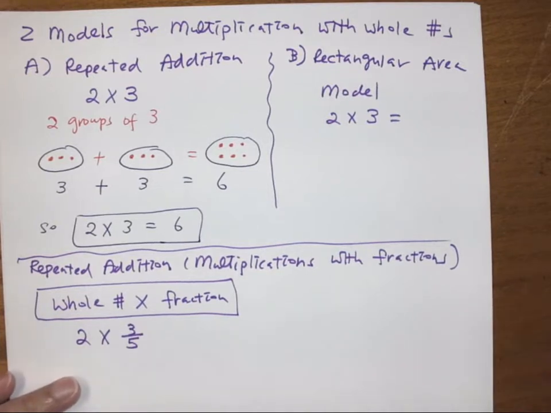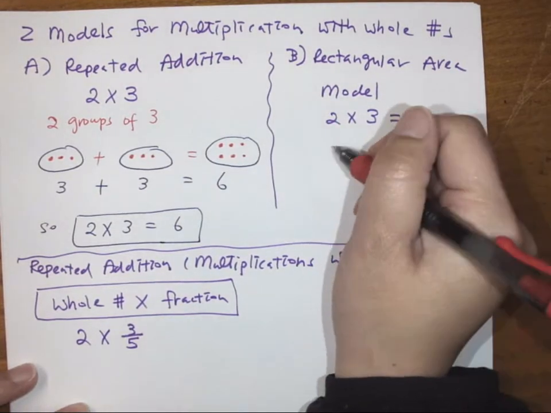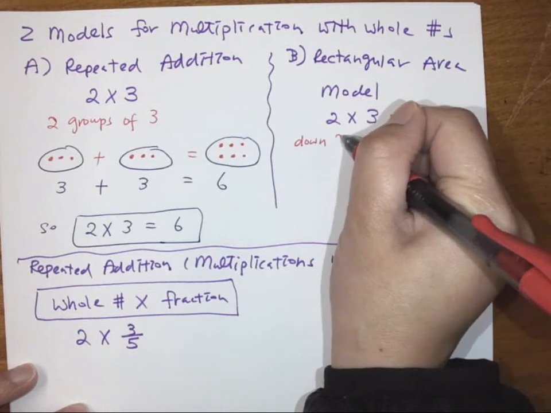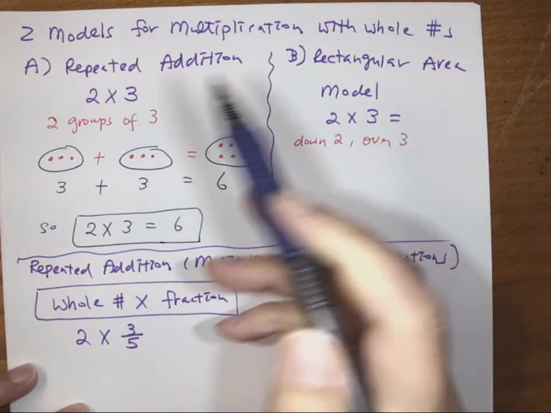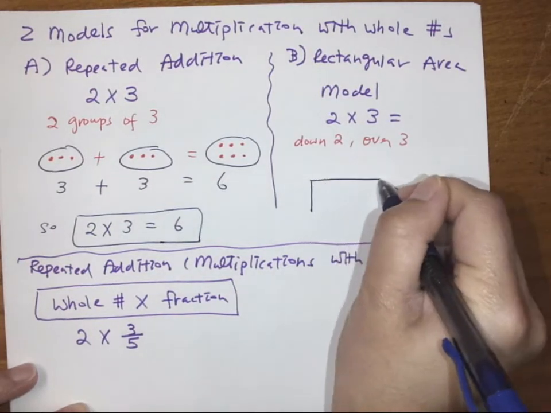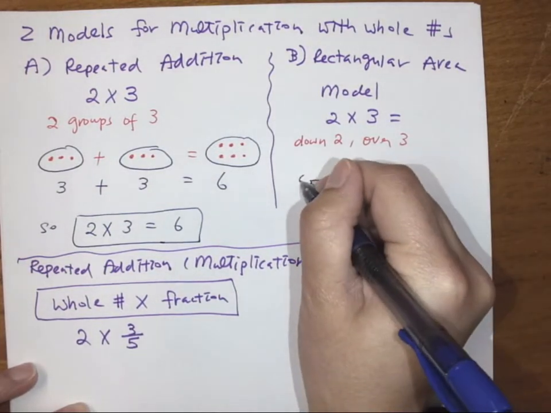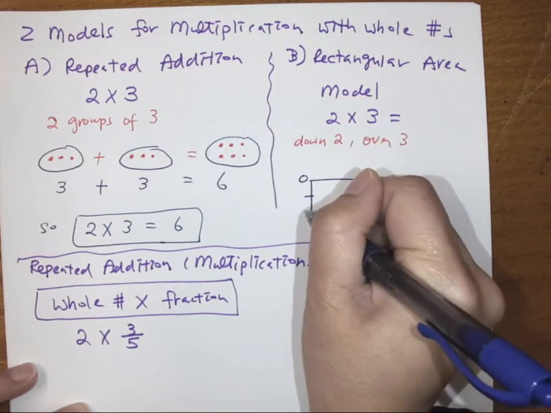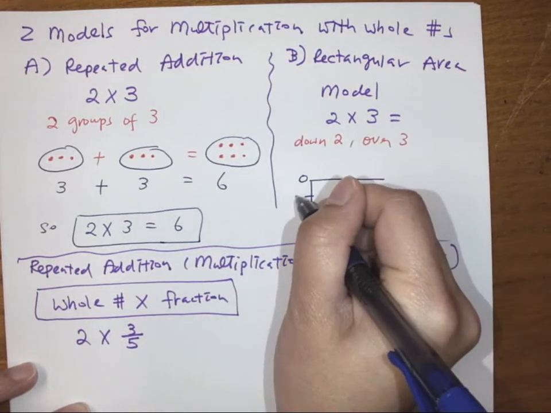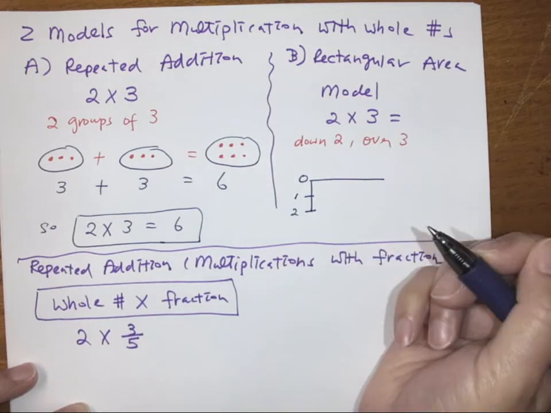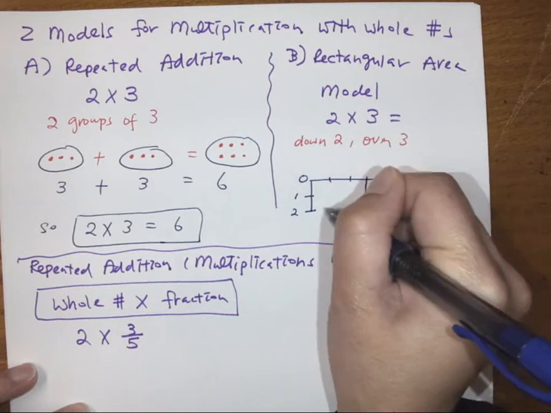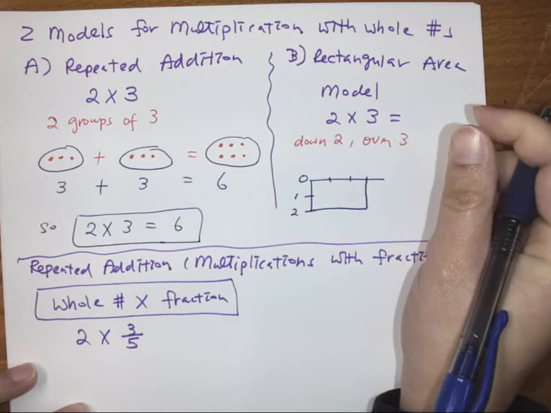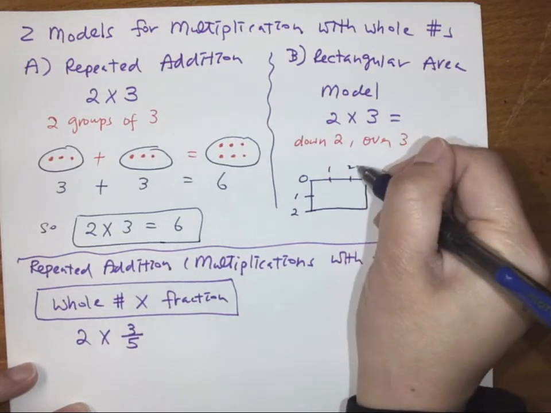Okay, the second one is the rectangular area model. So again, I want you to go in this order. It's going down this direction 2 and then going over 3 units. So starting from 0 in the corner, we go down 2 units. Try to label your number right next to the marking, and then go over 1, 2, 3 units. I drew a little bit too much over here, sorry about that. And that's going to be your 1, 2, 3.